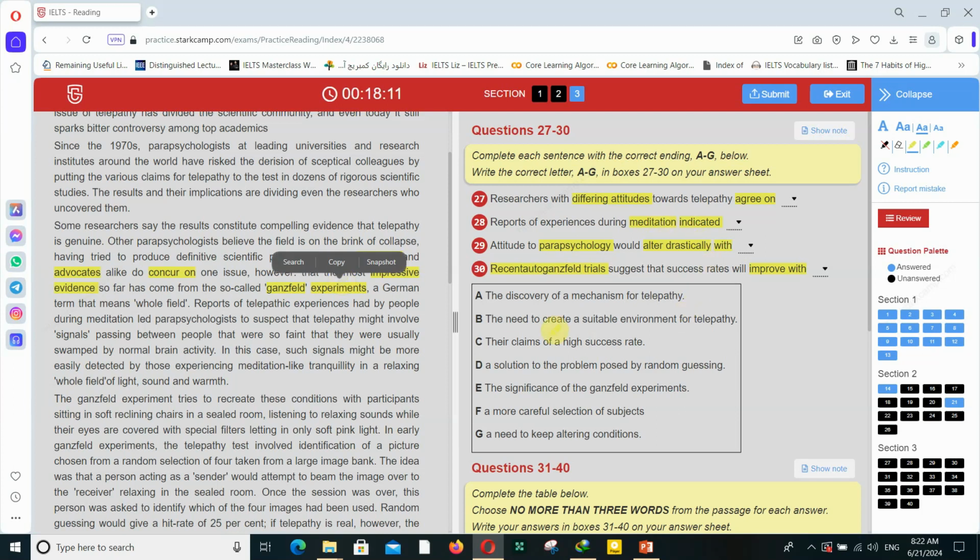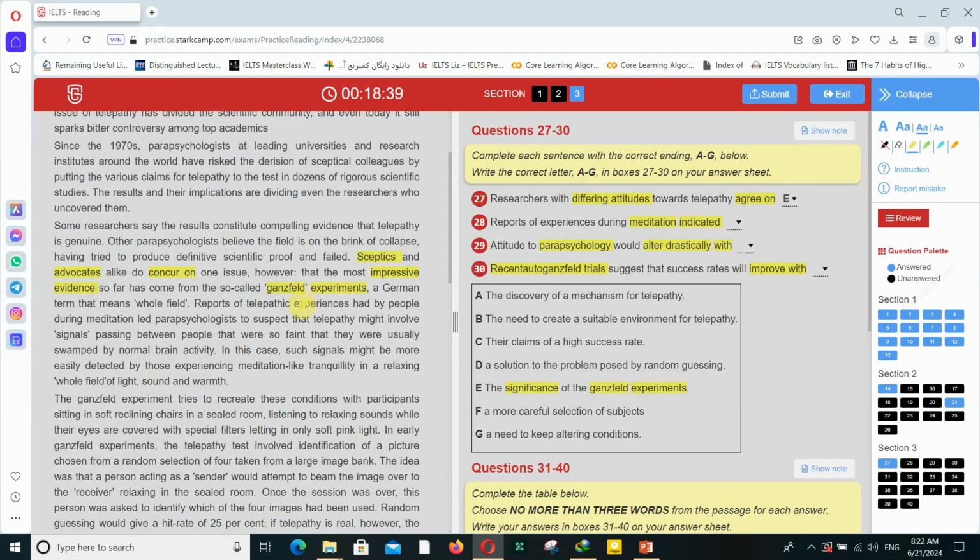So, now: the discovery of a mechanism for telepathy, the need to create a suitable environment for telepathy, their claims of a high success rate, a solution of the problem, the significance. Significance means impressive evidence of the Ganzfeld experiments. E is the answer for this one. You write down on your answer sheet E for question 27.